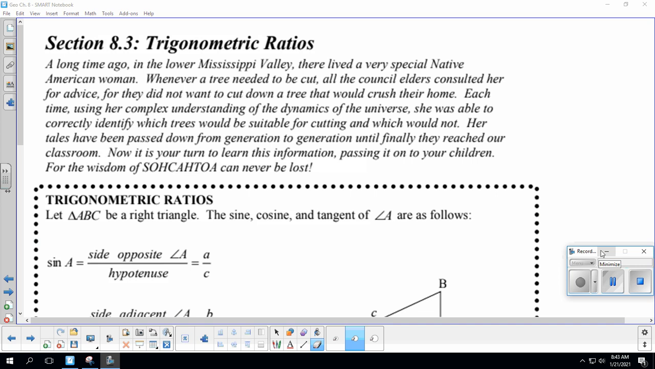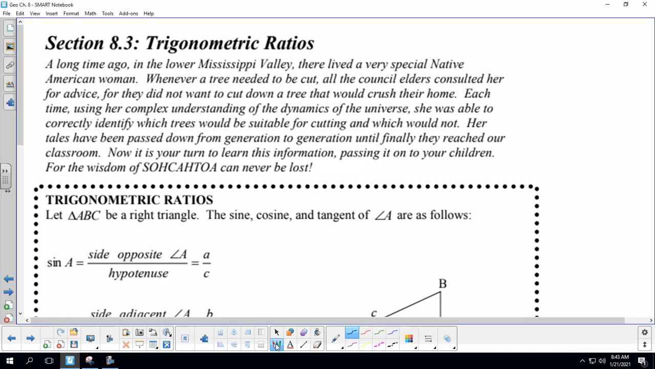All right, the moment we've all been waiting for. Chapter 8, Section 3. Trigonometric ratios.